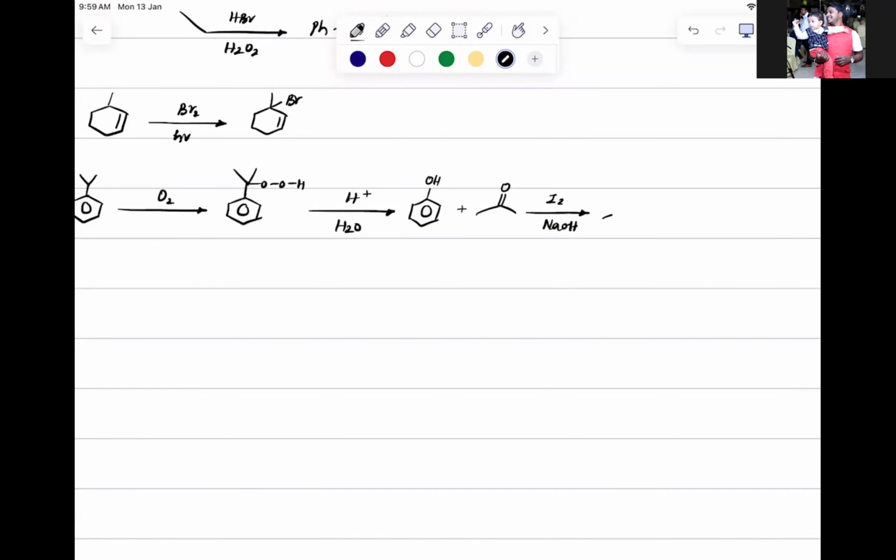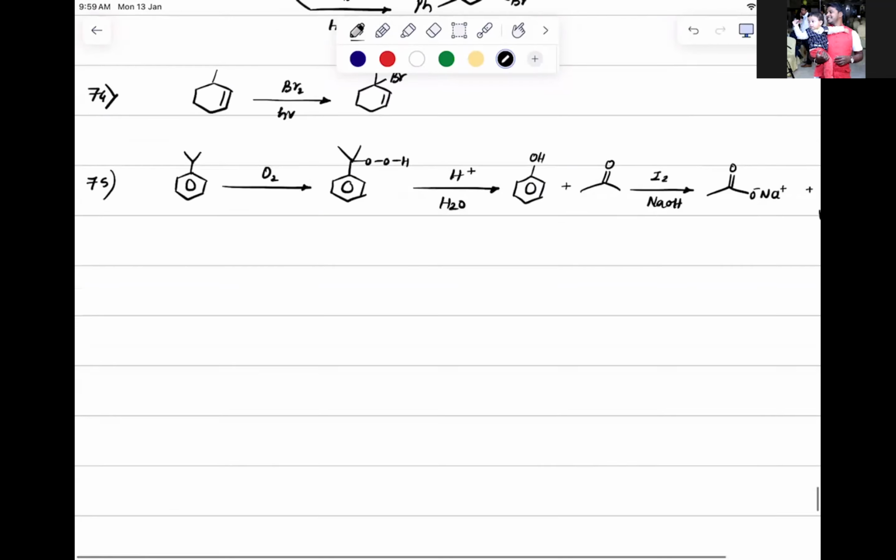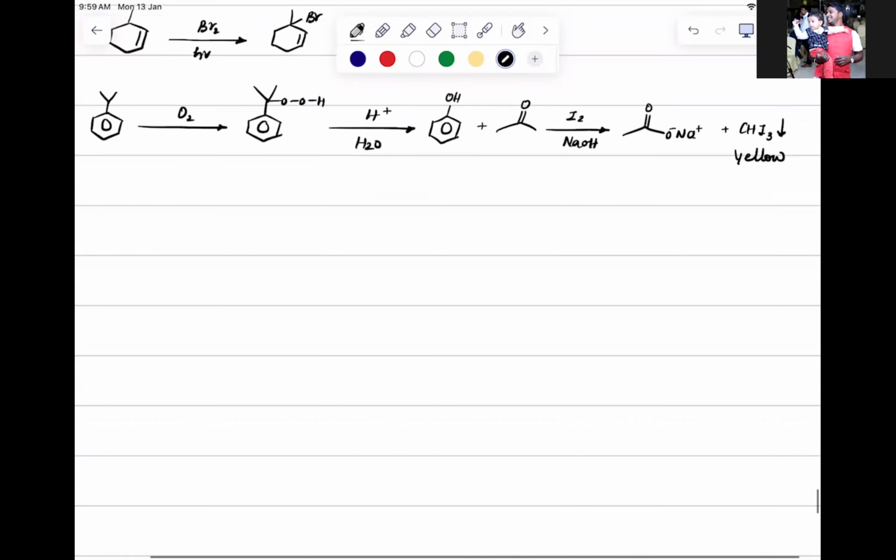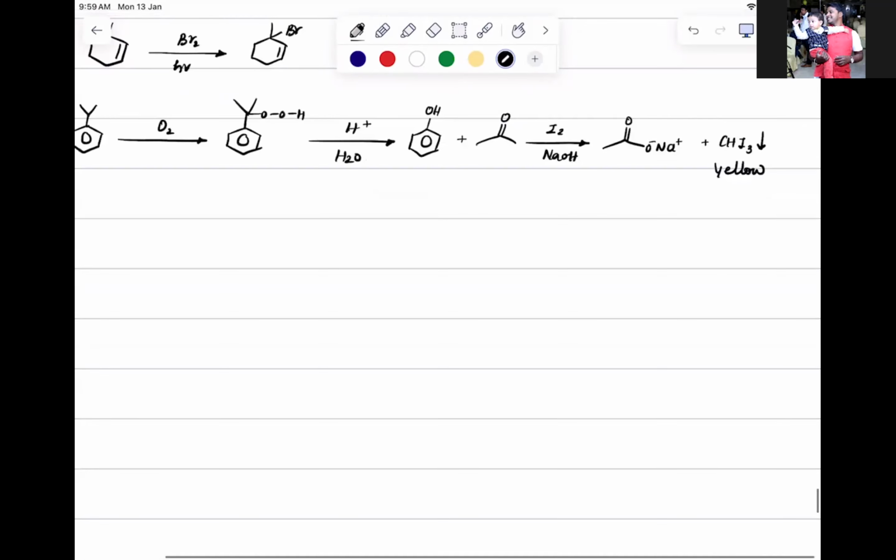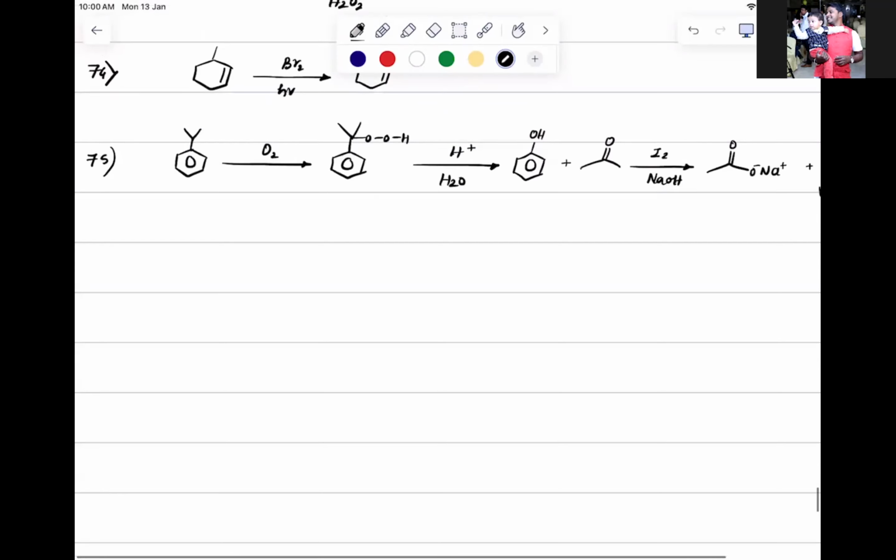I2 and NaOH, then it will become an acid, O minus Na plus, CHI3. A yellow color precipitate. Remember this reaction sequence. This is called the cumene peroxide reaction for preparation of phenols.